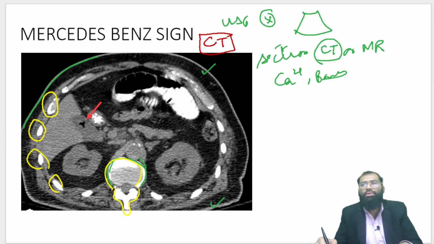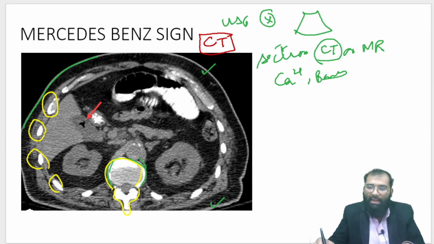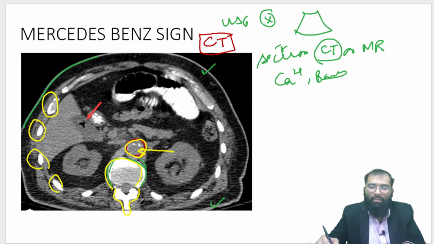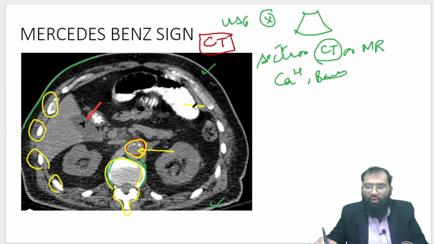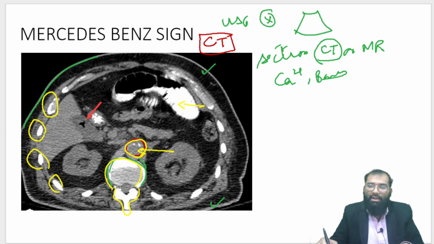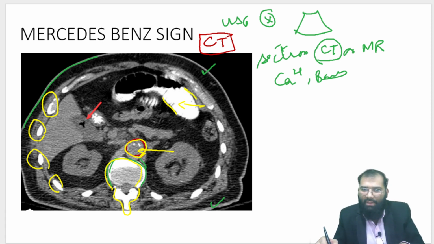Next question is whether this is plain CT or a contrast CT. In that case, you have to see this aorta. Look at this aorta, and you see the aorta is not showing any contrast within it. So no IV contrast is given here. But if you look at bowel loops, yes, there is contrast within the bowel loops. So that means oral contrast is given, but IV contrast is not given in this case.